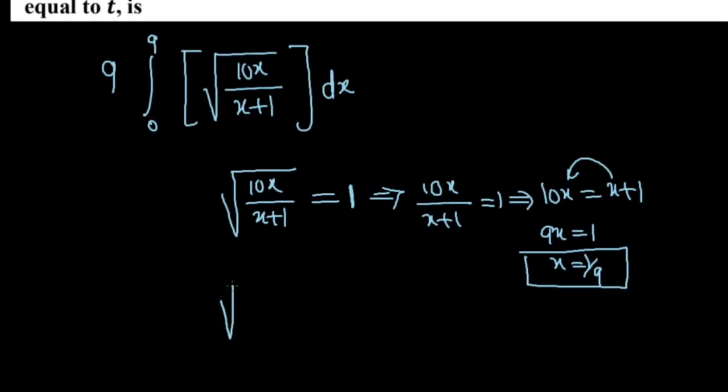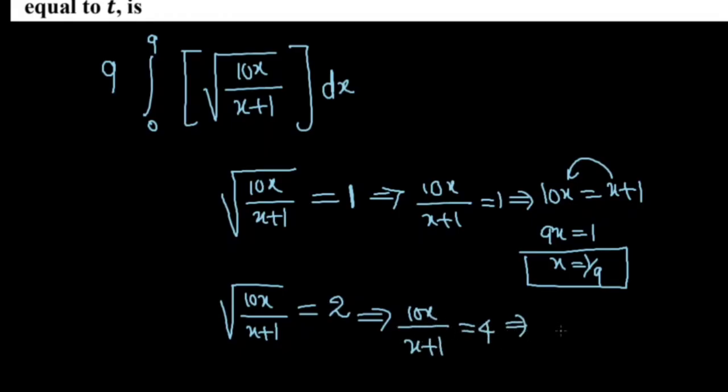Okay, the same function, the square root of 10x divided by x plus 1, let us say the result is 2. After 1, 2. Output is 2. At what value of input am I getting that 2? We will check now. Squaring on both sides, 10x divided by x plus 1 is equal to 4. And the result here is 10x is equal to 4 into x plus 1, 4x plus 4. So 4x, send it to the left side, 6x is equal to 4.